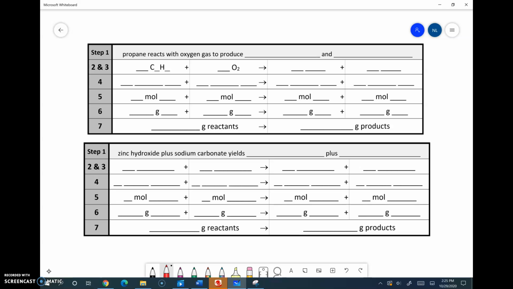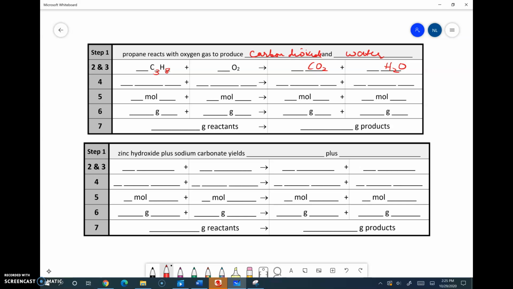mass of the products. So let's take a look at these reactions right here. Propane reacts with oxygen gas to produce carbon dioxide and water. Okay, this is C3H8, carbon dioxide, you should know that by now, CO2, and water.